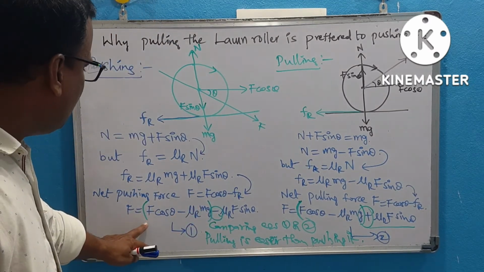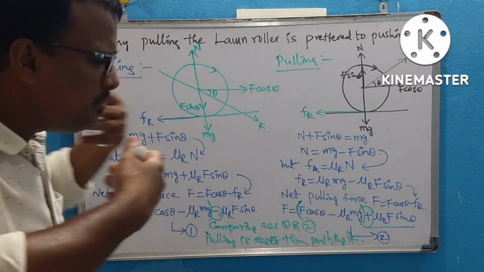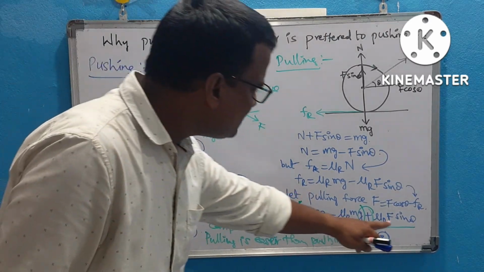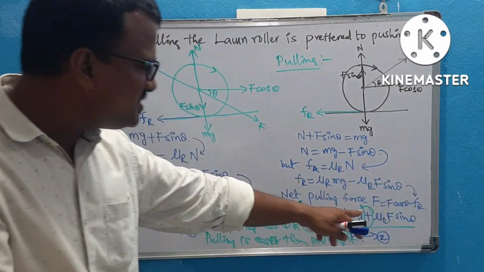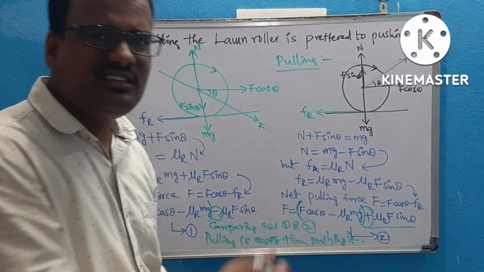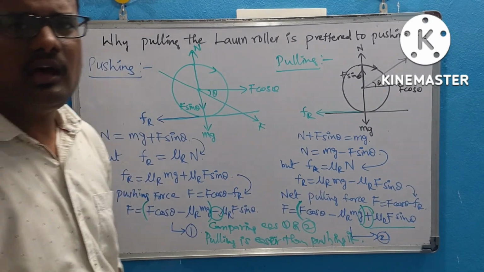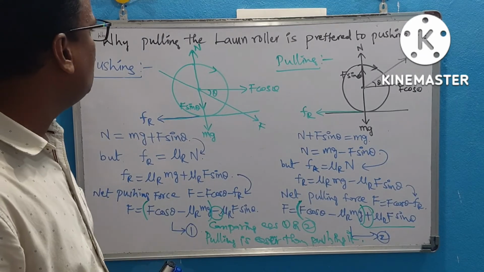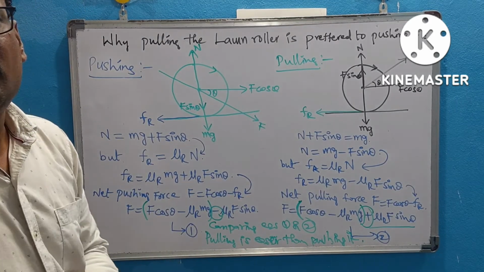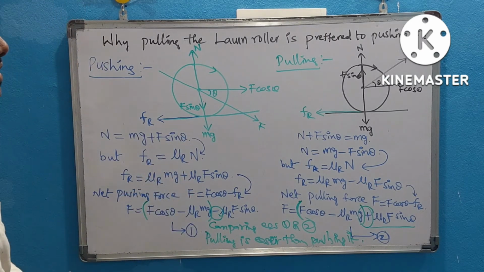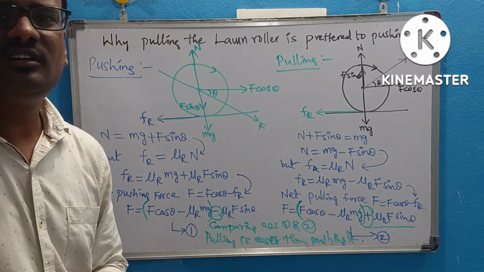So that's why we need to apply more force to push the lawn roller, but here some mu r F sin theta force is added to this applied force. So that's why we can pull the lawn roller more easily than pushing it. So this is about why pulling the lawn roller is preferred to pushing it. This is a very important question in your first year laws of motion topic.